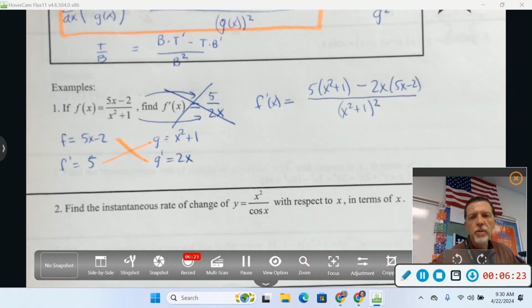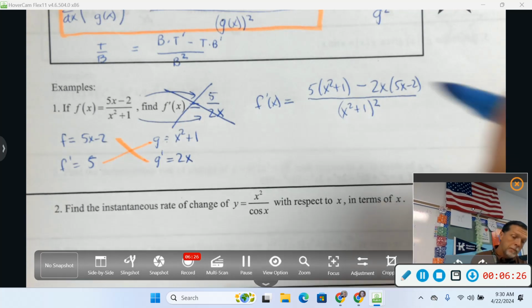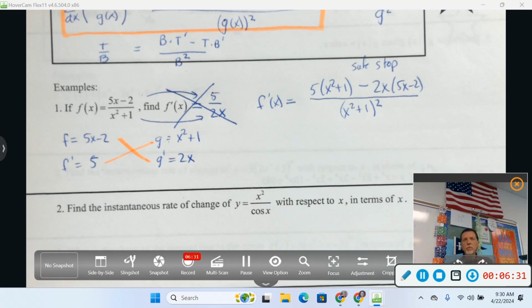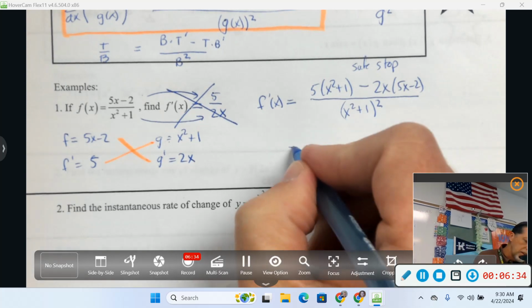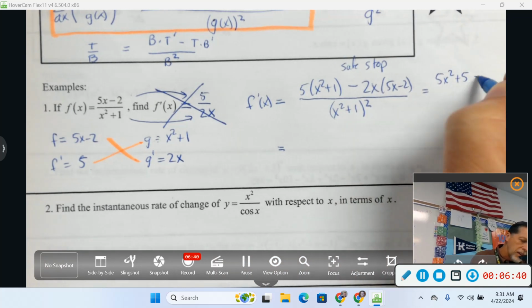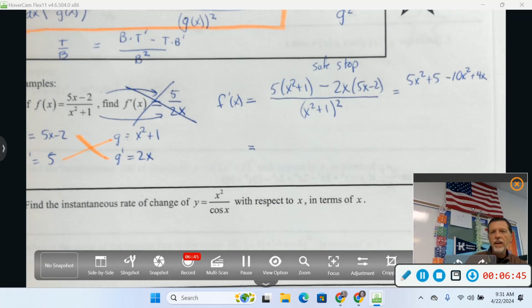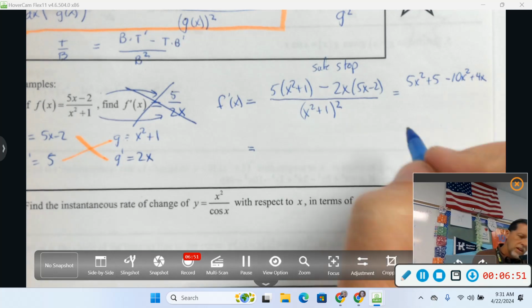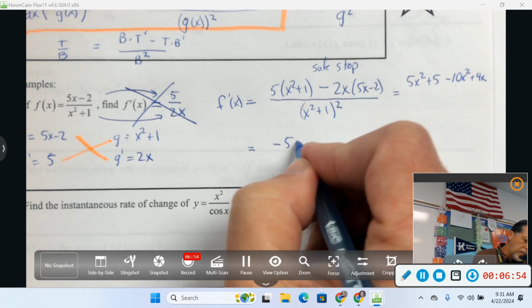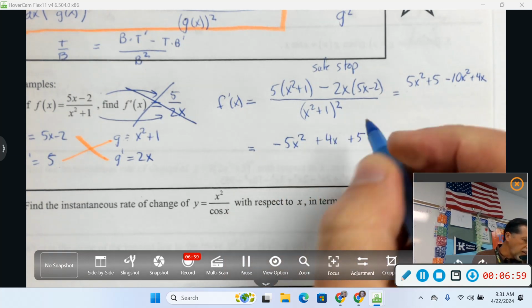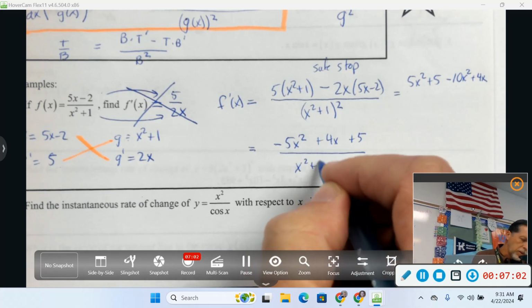Well, we can clean that up a little bit. It is a safe stop, so you would be okay to leave that as a free response answer, but on a multiple choice test, we would clean it up. So let's see, that would be 5x squared plus 5 minus 10x squared plus 4x in the top. Distribute the minus sign. Look for like terms, so negative 5x squared plus 4x plus 5 all over x squared plus 1 squared.